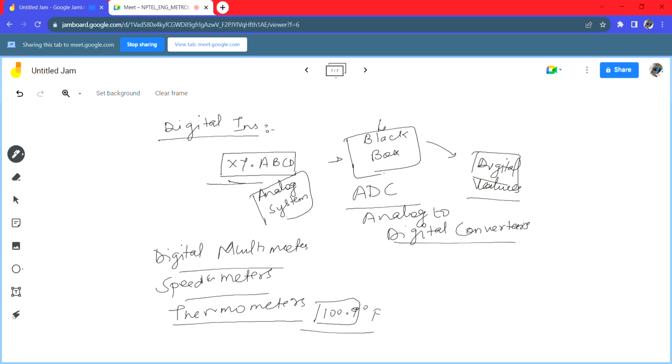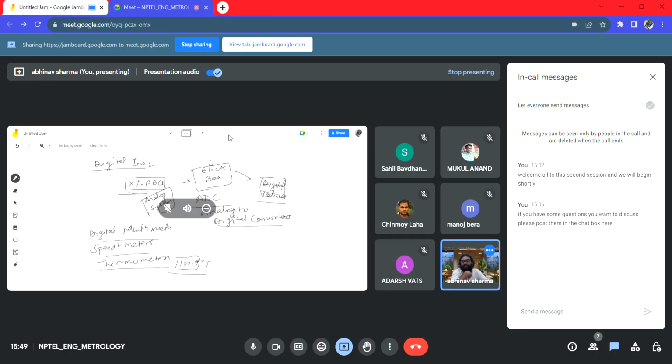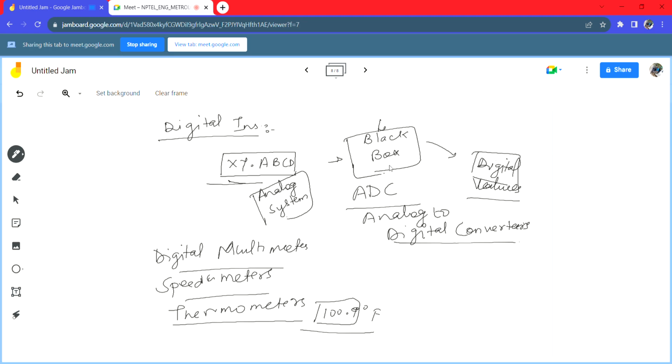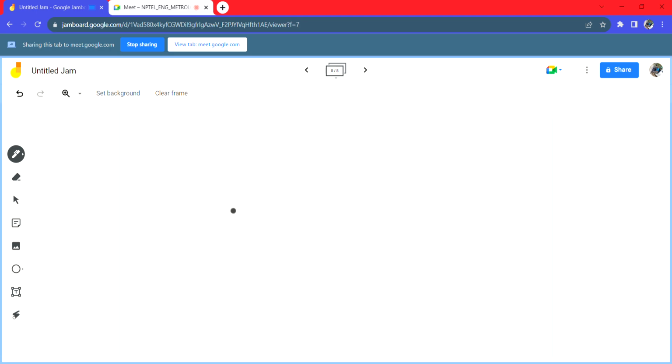Is this clear till here? Yes, sir. Okay. So if this is clear, let us move on and do a few numerical problems here at this stage.